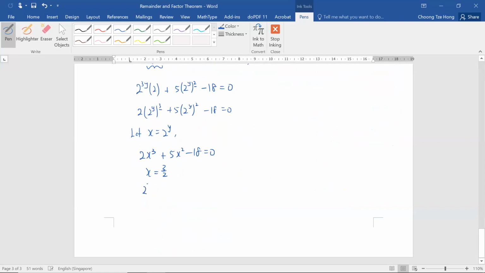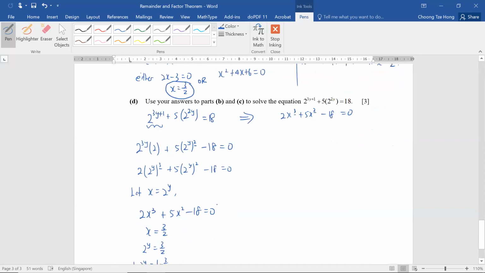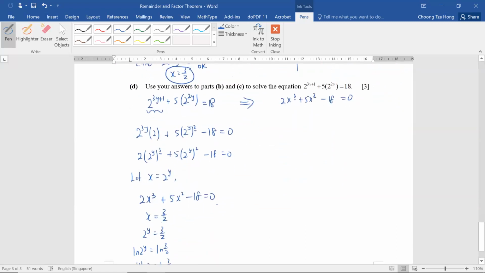Remember now what we want to do is find y. So we take ln of both sides. Then all you need to do is divide by ln 2 and give your answer to 3 significant figures. I think this will be the answer, 0.585. So this is how you solve questions like this.